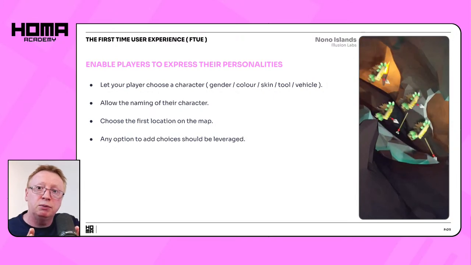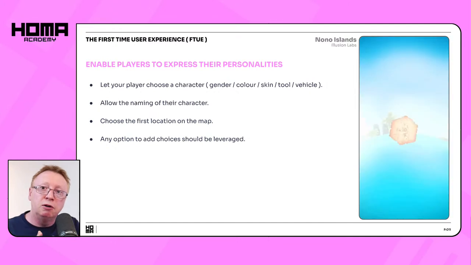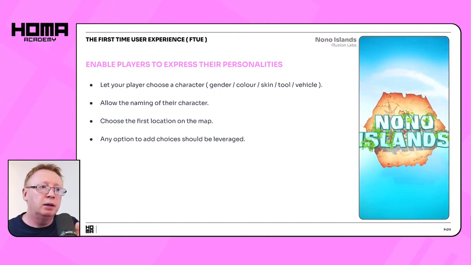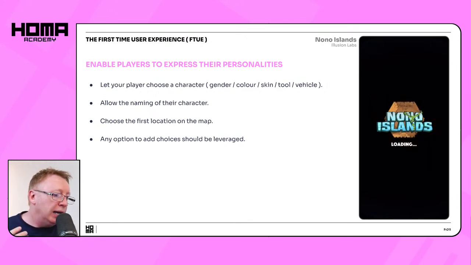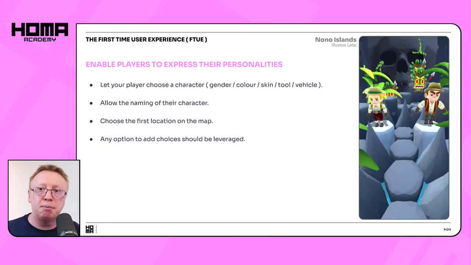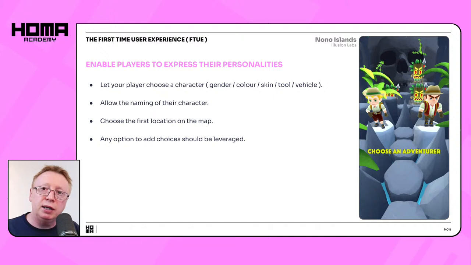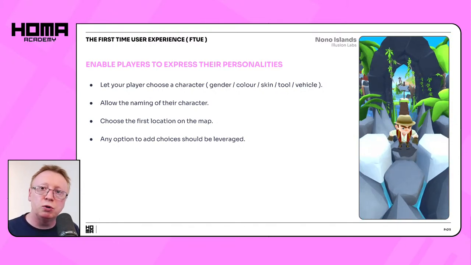So whichever one they choose, they can still go to the same one that you've built. So you don't have to build another level, but it gives the player the option to say, right, I'm going this way, or I'm going that way. I think that's a really powerful one without doing much work at all. Any option to add choices in the beginning, I think, should be leveraged. So like I said, with that map, if you've got any other thing in your game that will be specific to your game type, what can you do to give them a choice at the start of their game? That will help.